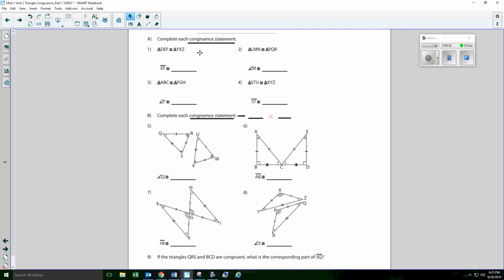It says complete each congruent statement. Notice they give me the congruent statement for the entire triangle. They're only now wanting one piece, which is a side. It says segment EF right here. Obviously, that's going to correspond with XZ. So we type in XZ, and it has to be a segment. If you forget your segment bar, you get no credit. We've talked about this. You can't forget your symbols. Now, angle M: I look up here at angle M. M corresponds with Q. So I'd have an angle symbol.